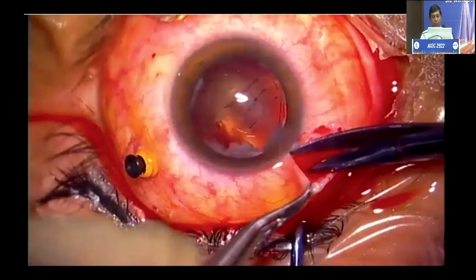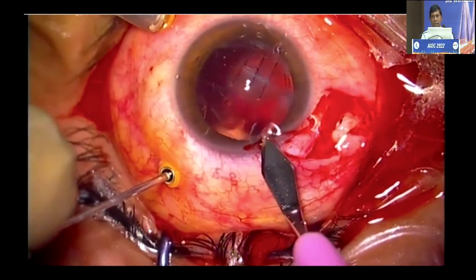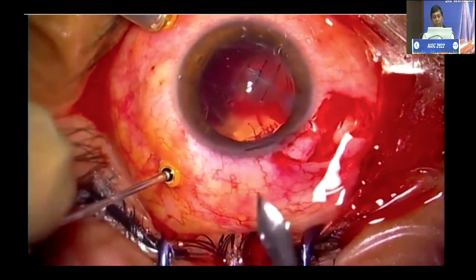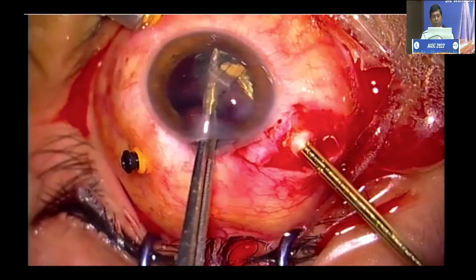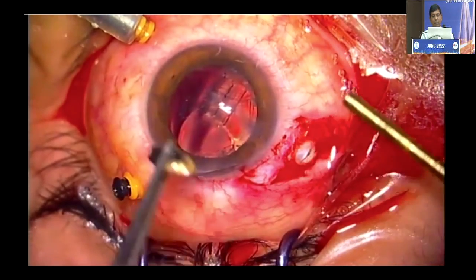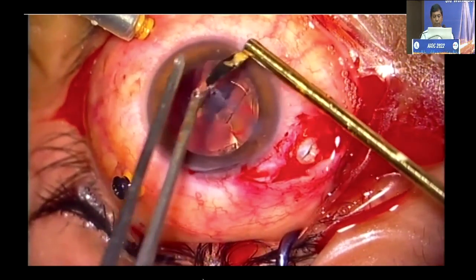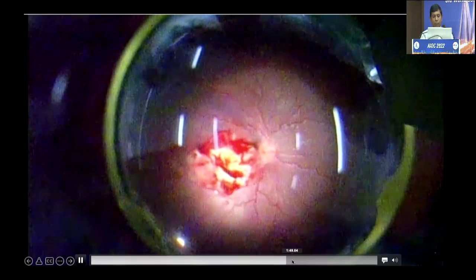As you can see, the foreign body was bang on the macula. So after assessing the size of the foreign body, he has cleared a port of exit. He is using a magnet, and the foreign body is out. He's further assessing the damage.